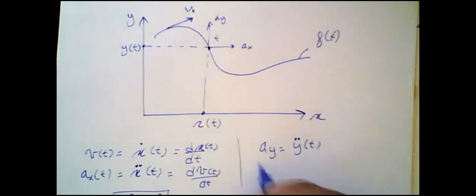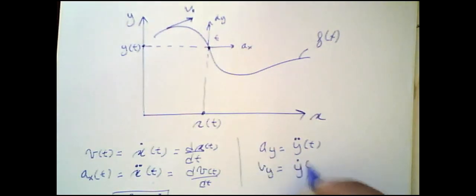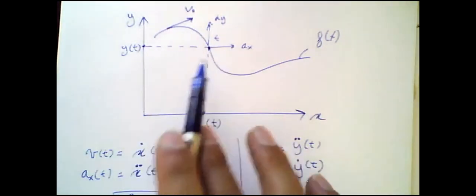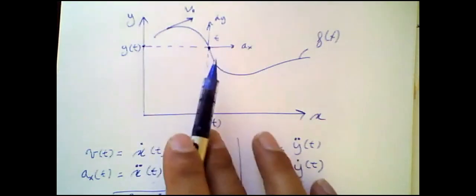Yeah, you can get vy. I'm only looking at the acceleration. If you want to get vy, it would be y prime of t, right? But here I was simply asking you guys to find the acceleration. So if you want to find the acceleration, you have ax constant.